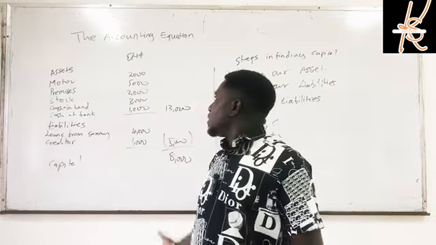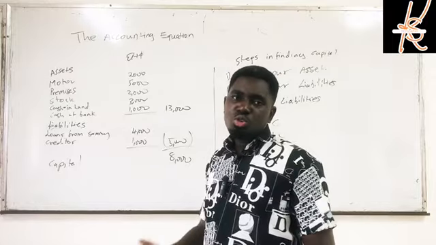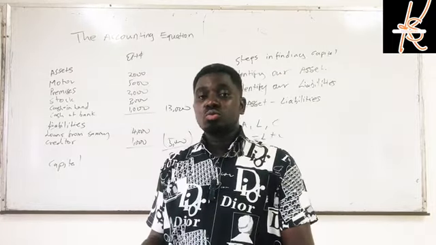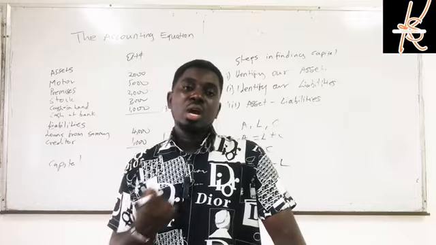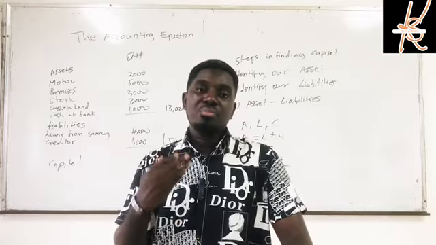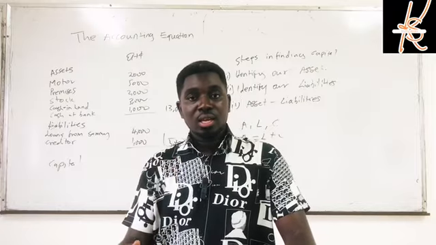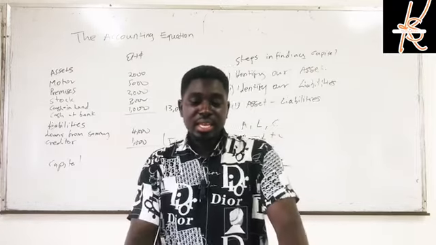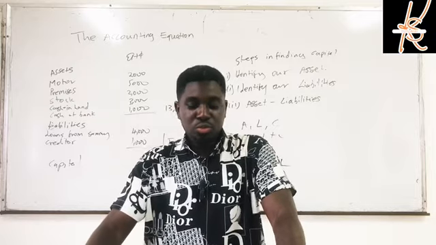So this is the accounting equation. Very simple. If you don't understand anything, just comment, tell us, and then we will come to you. We will explain it again. Our aim is for you to understand what we are doing here. We want you to appreciate and understand every bit of what we are doing here.